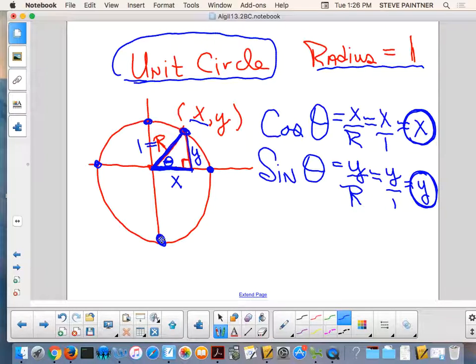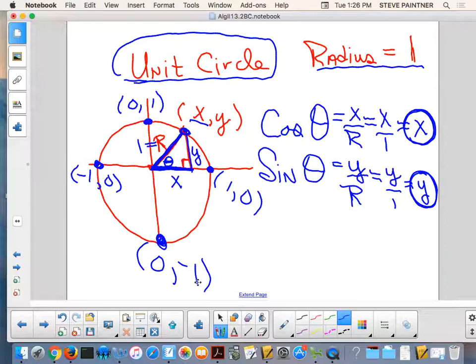Why did I tell you to do that? Because in this unit circle right here, does anybody know the point right there? The radius of your circle is 1 now. 1, 0. What's this one? 0, 1. What's this one? Negative 1, 0. Okay, what's this one? 0, negative 1.